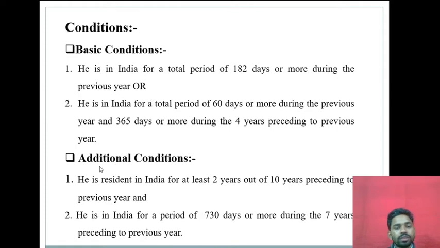Next are the additional conditions. Which are those additional conditions? He is resident in India for at least 2 years out of the 10 years preceding the previous year. And the second one, he is in India for a period of 730 days or more during the 7 years preceding the previous year. These are the additional conditions. You should know the basic conditions as well as the additional conditions.